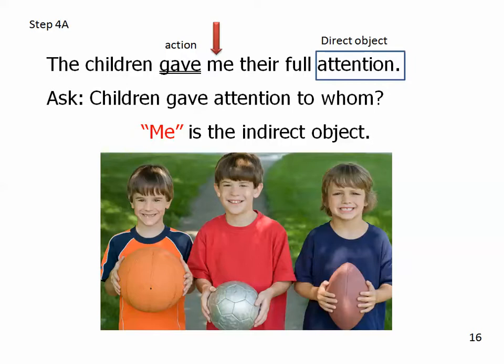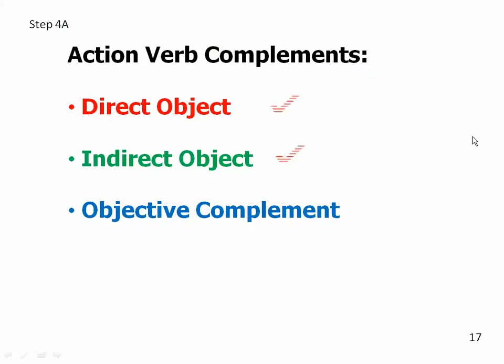If there is an indirect object, it will be found between the verb and the direct object. To find it, you would say the subject, children, say the verb, gave, say the direct object, attention, and ask to whom or for whom. Children gave attention to whom? And the answer is me. So me is the indirect object. So now you know how to find a direct object and an indirect object, and you can see how easy it is to do so.